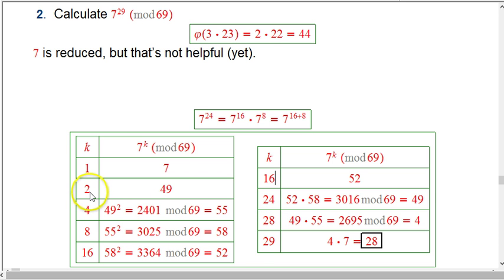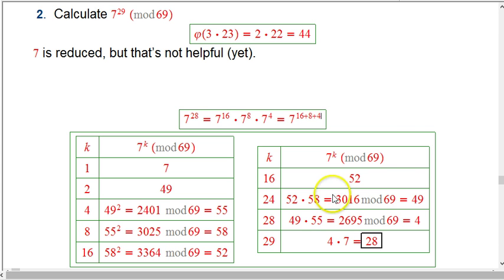You never have to do 2, for example, because there's no point in multiplying in 49 twice because I've already got the result of that, which is 49 squared. Okay, so now what have I got? Let me just expand this out. This is 28. What I'm realizing is that is 7 to the 16 times 7 to the 8 times 7 to the 4 because I'm expressing 28 as 16 plus 8 plus 4.